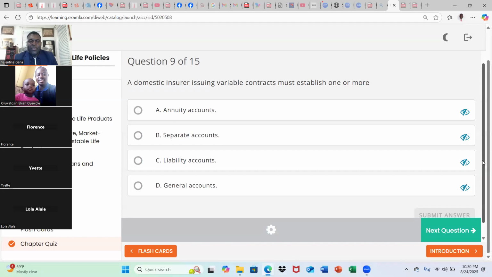Florence, you want to read this one for us? A domestic insurer issuing a variable contract must establish one or more: A, annuity account, B, separate account, C, liability account, D, general account. Okay.